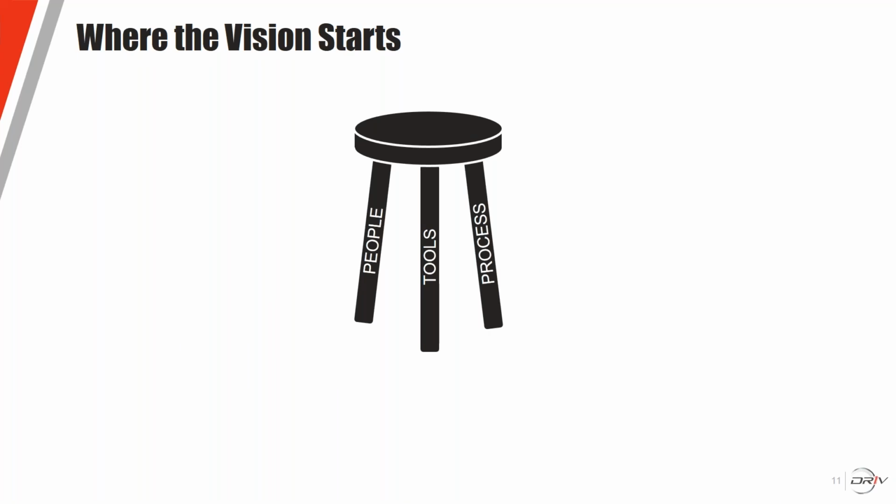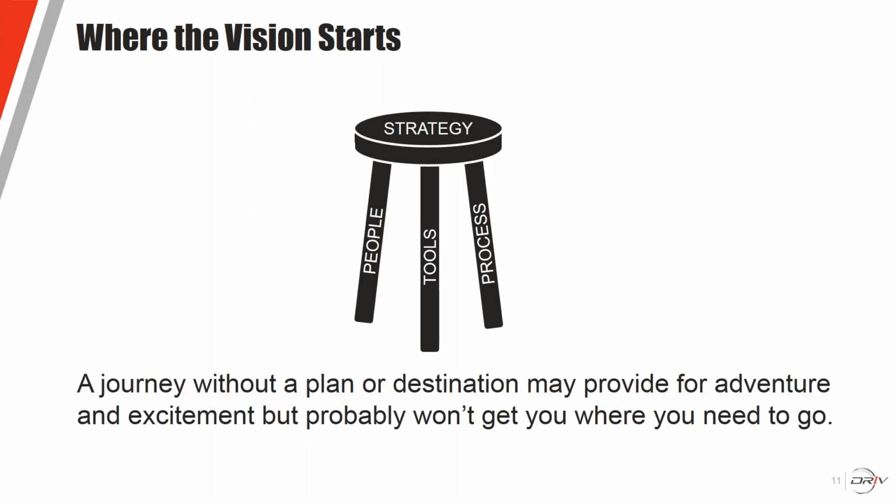Now, there's this standard kind of three-legged stool that has the standard people, process, and tools. Now, everyone is familiar with that. However, you can't just start implementing. You need to be able to build a vision. Now, where does that start? I would say that you always need to start with strategy.